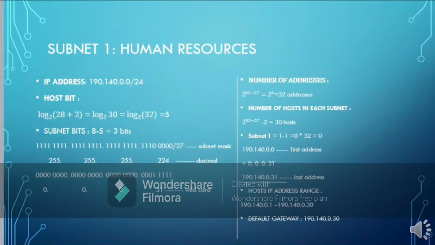For the host IP address range, we have 190.140.0.1 until 190.140.0.30. And to get the default gateway, we take it from the last address in the range.